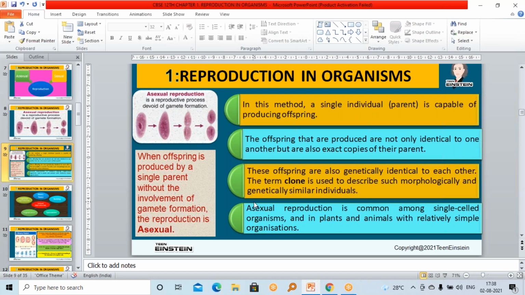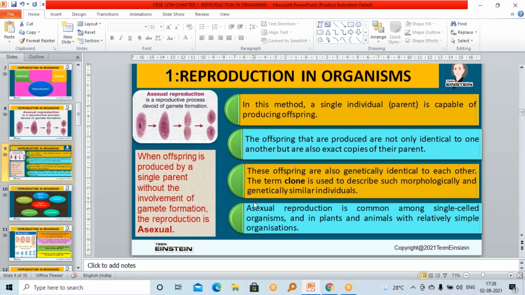So what is that? In the asexual reproduction method, when an offspring is produced by a single parent, or there is no gamete formation for reproductive purpose, that kind of reproduction is called asexual reproduction. And in this, only a single parent is involved, and this single parent produces the offsprings. The single parent will grow, attain maturity, and produce offspring.